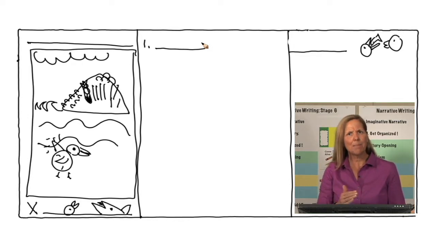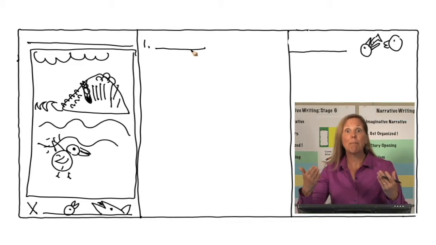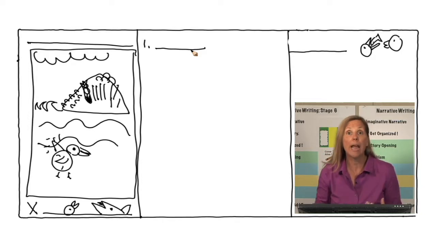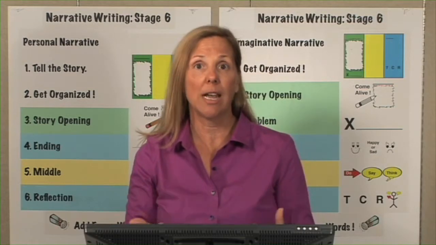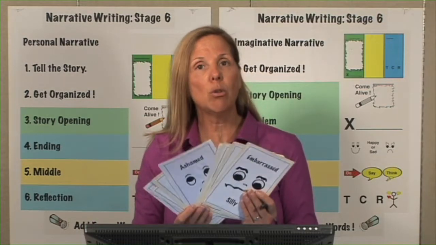The problem that happens next is this. A shark pops out of nowhere and is ready to attack the mommy. We go to the first action in the middle of the story and I'll say to the kids, okay, what happens next? The shark pops out and is ready to attack the mommy. What happens next? And then the kids have a difficult time coming up with an idea. If that's the case, take out your emotion cards.